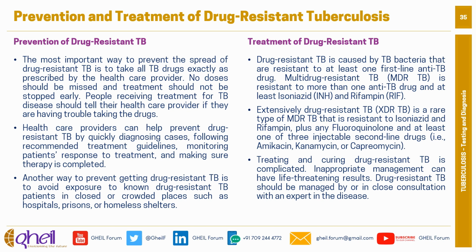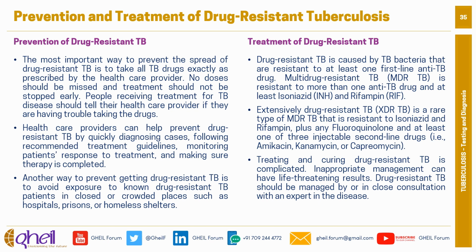Healthcare providers can help prevent drug-resistant TB by quickly diagnosing cases, following recommended treatment guidelines, monitoring patients' response to treatment, and making sure therapy is completed. Another way to prevent getting drug-resistant TB is to avoid exposure to known drug-resistant TB patients in close or crowded places such as hospitals, prisons, or homeless shelters. People who work in hospitals or healthcare settings where TB patients are likely to be seen should consult infection control or occupational health experts.